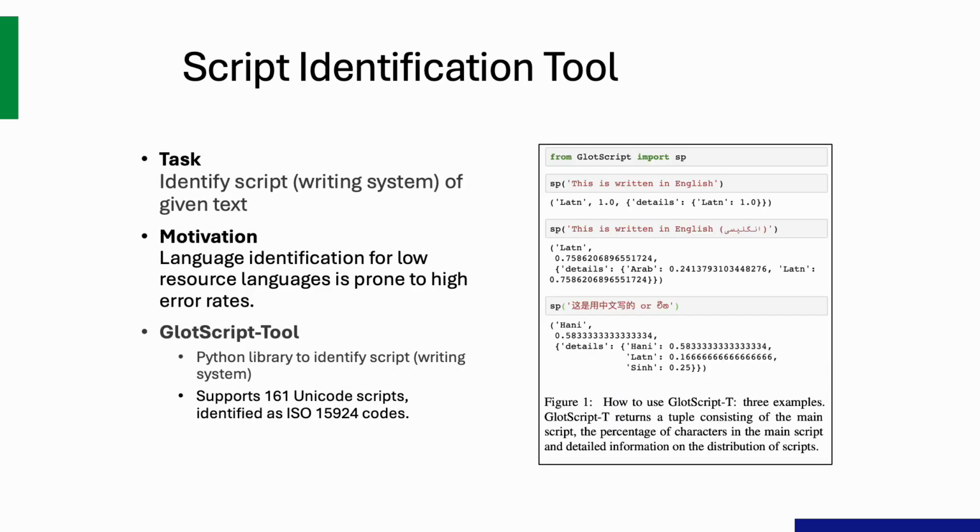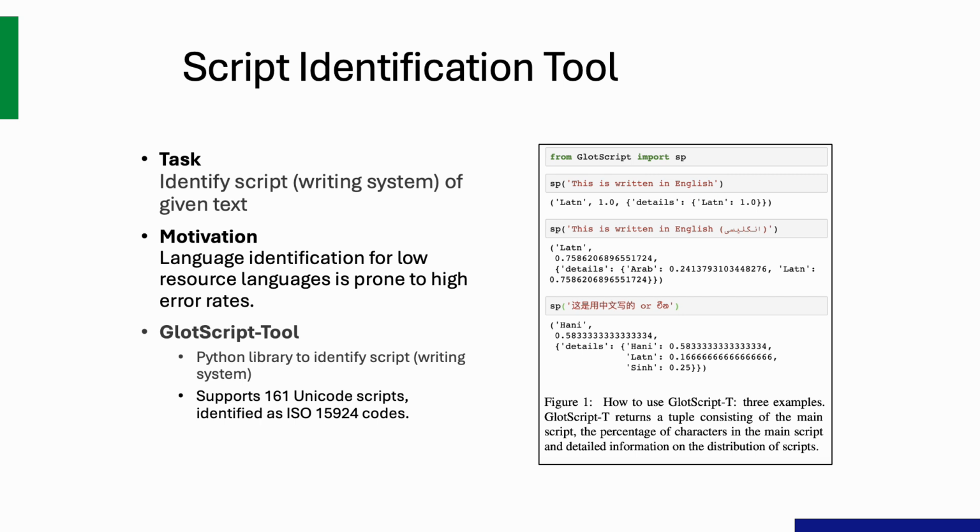So because of these reasons, we decided to design a script identification tool. Our tool name is GlotScript tool. It is written in Python and can identify all of the 161 Unicode scripts. And also we designed it in a way that can be helpful to the NLP community, meaning that it returns the labels based on the ISO codes and also can return the distribution over all of the characters.